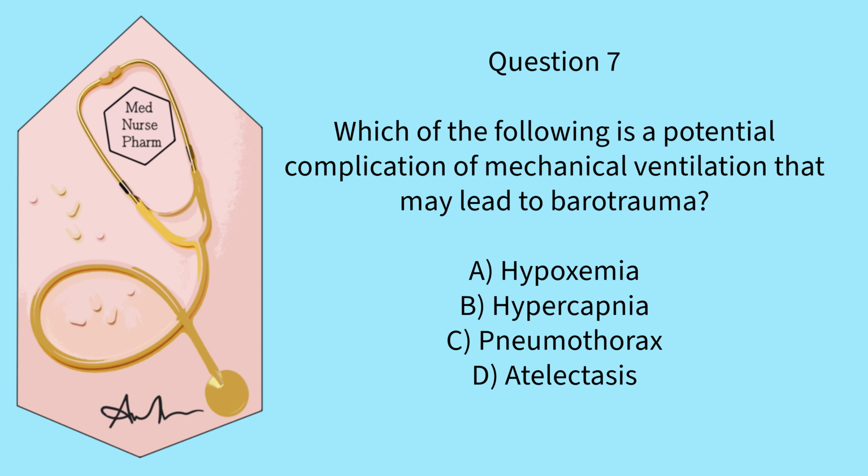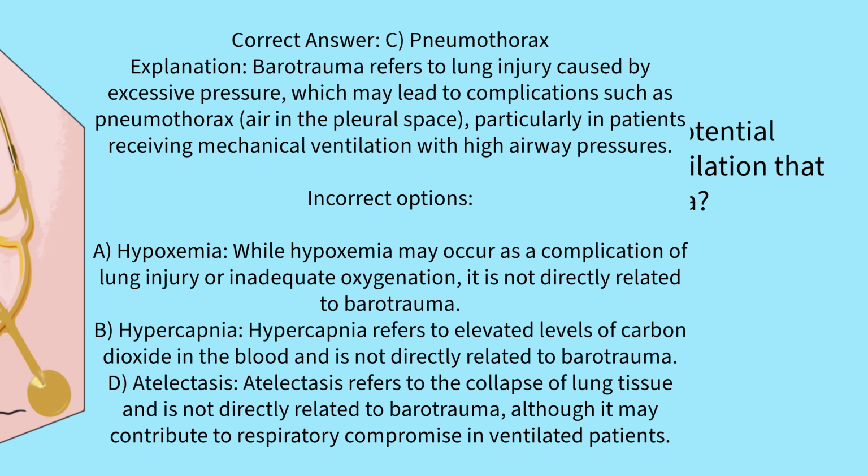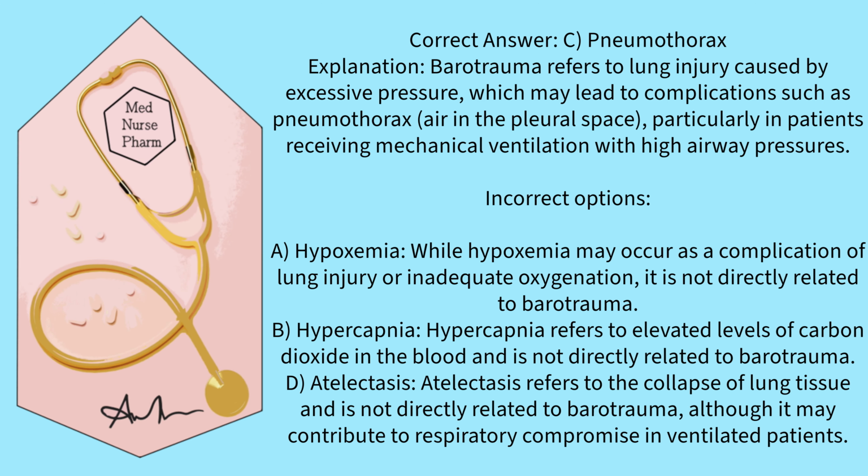Question 7. Which of the following is a potential complication of mechanical ventilation that may lead to barotrauma? Hypoxemia, hypercapnia, pneumothorax, atelectasis. Pause the video and select your answer. If you chose option C, you are correct. Pneumothorax. Barotrauma refers to lung injury caused by excessive pressure, which may lead to complications such as pneumothorax, air in the pleural space, particularly in patients receiving mechanical ventilation with high airway pressures.